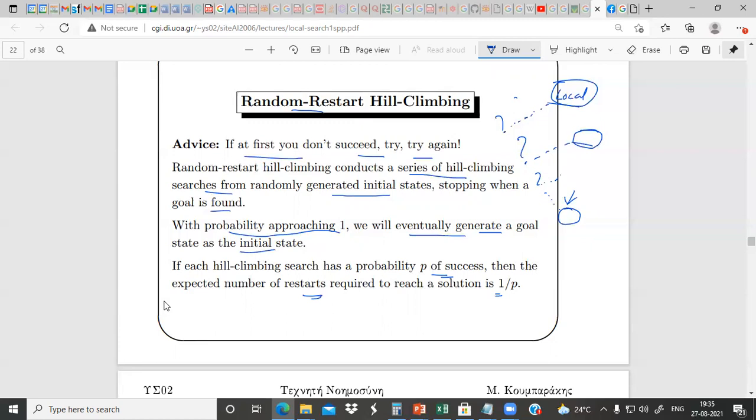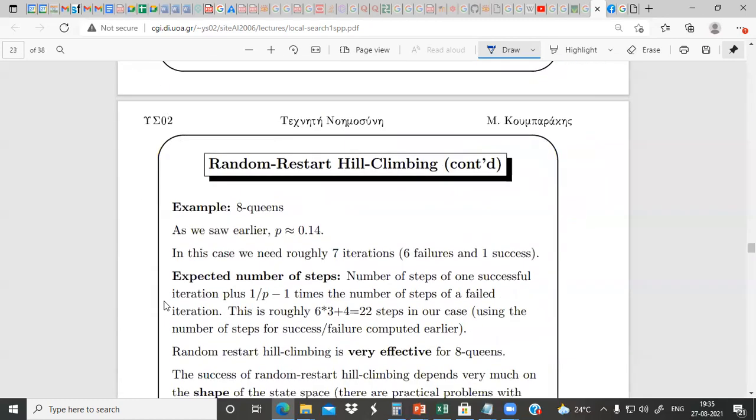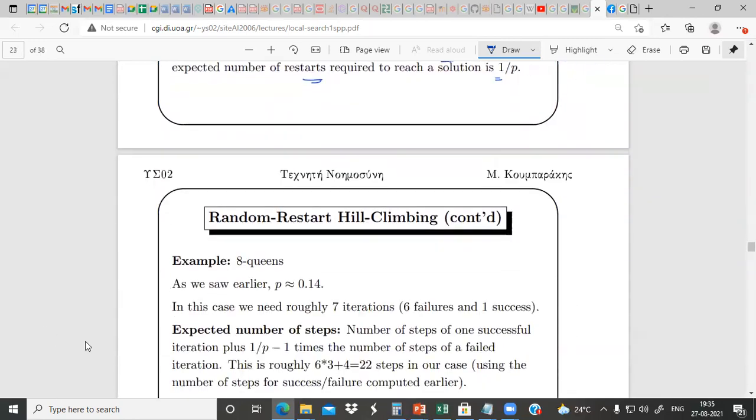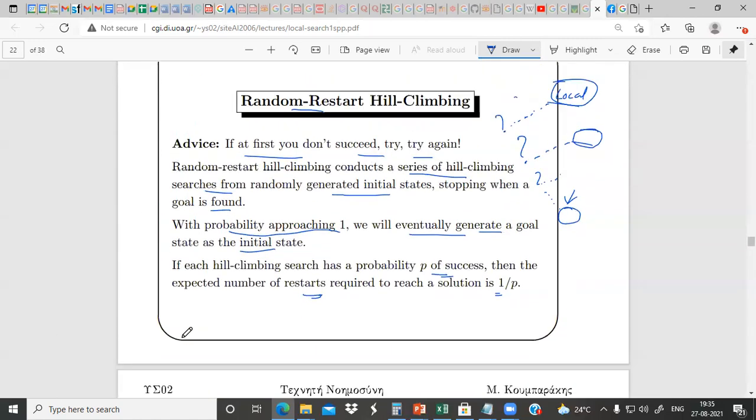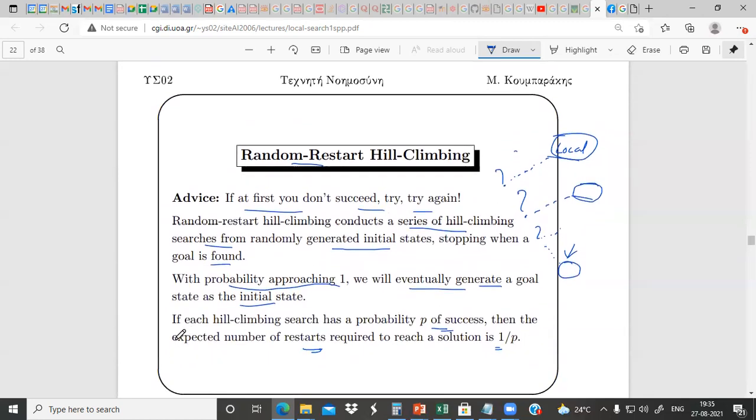Here, if each hill climbing algorithm has a probability p of success, say we have restarted 10 times, and each of these algorithms has some probability, then the expected number of restarts is 1 by p. How many times should we restart? That is 1 by p. Generally, this p value may not be the same. If it is the same, it is 1 by p. There is one example here. Let us discuss that in the next class. We'll stop here.